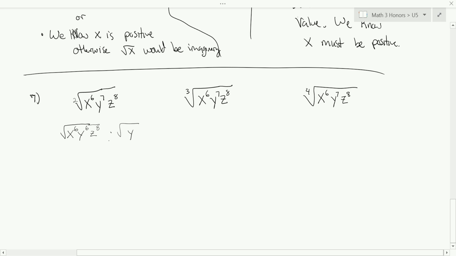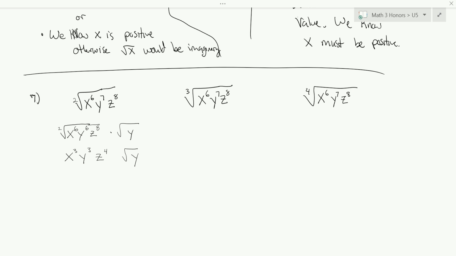All right. And so I'm going to take the square root of all of this, and really what's happening is you divide all those powers by 2. And so I get x to the 3rd, y to the 3rd, z to the 4th. And I'm left with the square root of y. Okay. And then before we leave this, we need to ask, do we need absolute value? Well, we started with an even power, so I need to make sure my answer is positive.